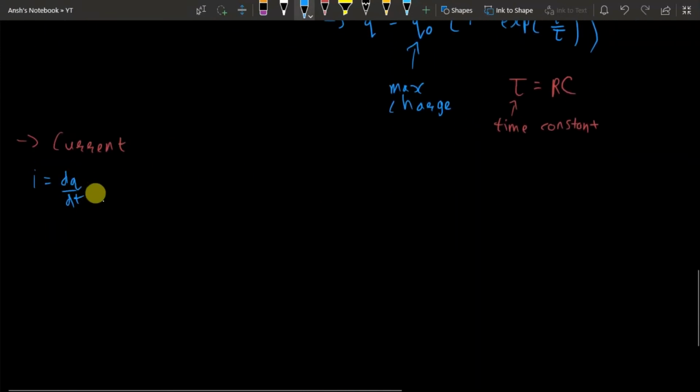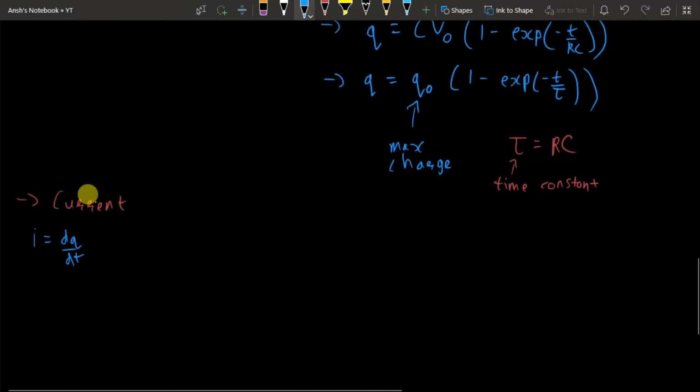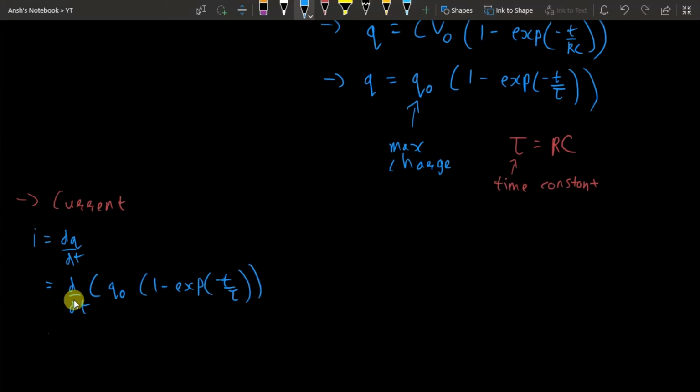So to find out the current in the circuit, we need to differentiate the equation for charge with respect to time. So let's start doing that, and we get d over dt of Q naught times 1 minus exponential of minus t over tau. So let's multiply Q naught with both the terms. So we get Q naught minus Q naught exponential of minus t over tau.